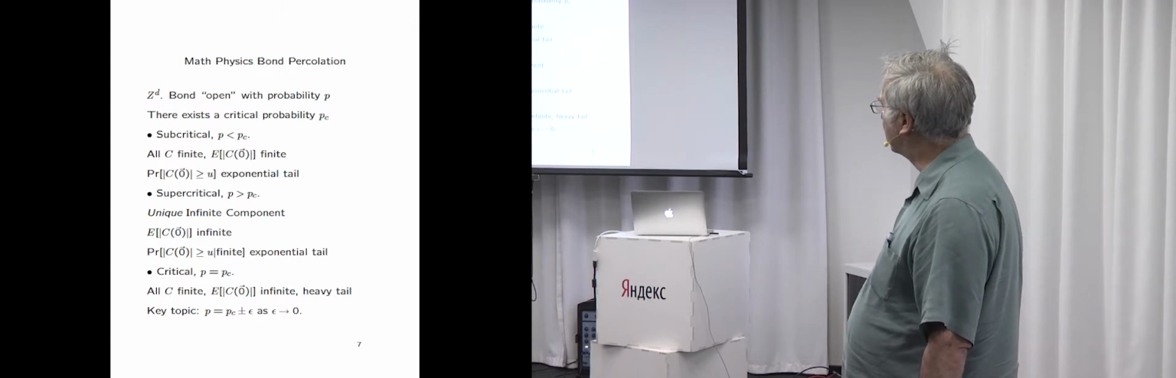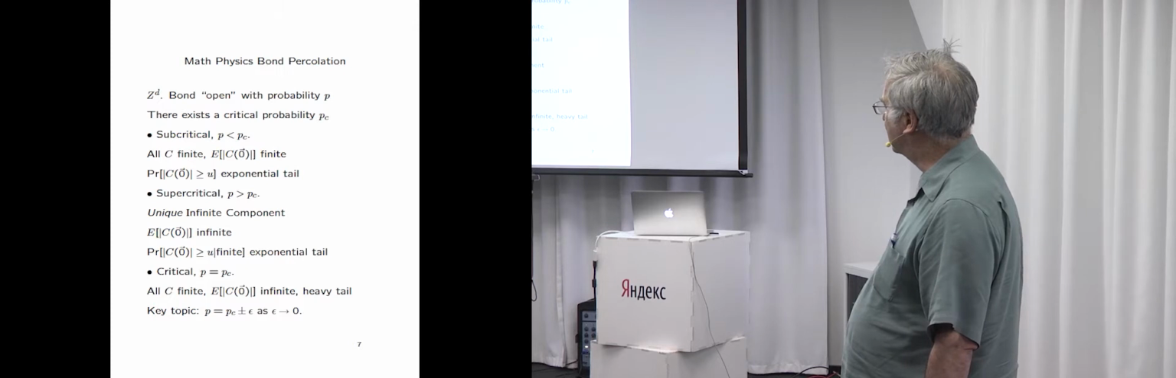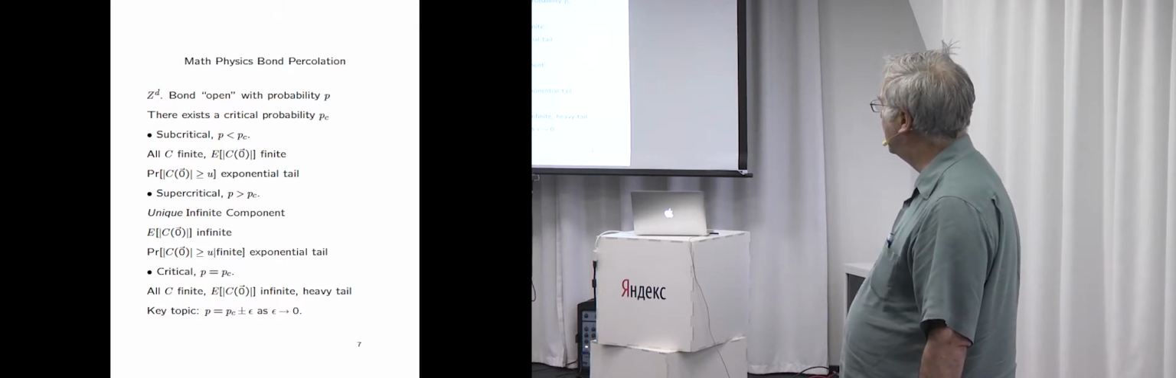When you're supercritical, you have a unique infinite component. This was actually quite hard to prove that it was unique. It was proven. And if you look at the component containing the origin, its expected value is infinite.